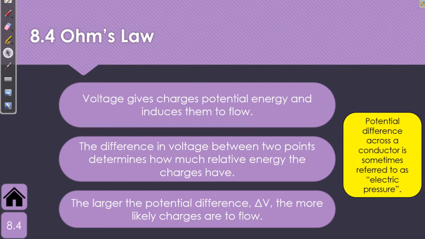Voltage, or electric potential, gives these charges potential energy. It's what causes the charges to flow. The bigger the voltage, the more the charges will tend to flow. In fact, in many cases, we refer to voltage as electric pressure. So you can think of it like the pressure in a water pipe. The pressure in a water pipe is what forces the water to flow through the pipe. Well, the voltage in a conductor is what forces the electric charges to flow through the conductor. So it's analogous to pressure in a water pipe.